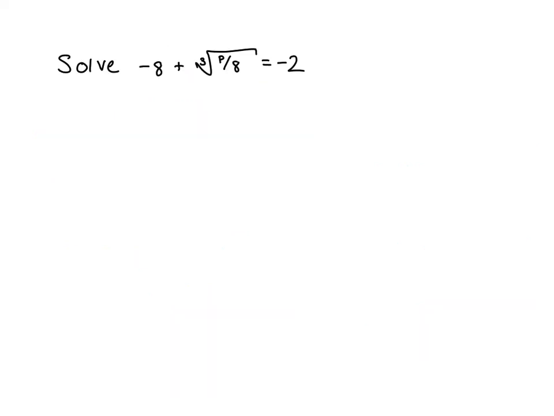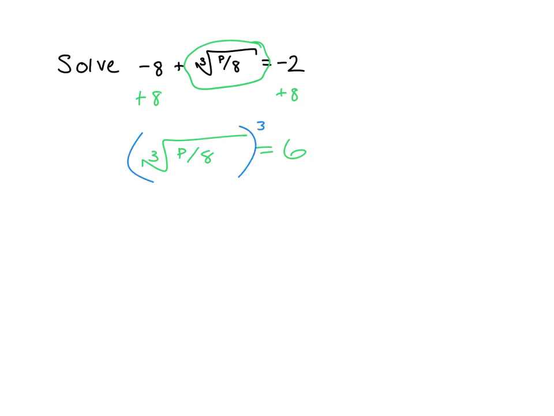Okay, so we are going to look at a similar problem, but this one is a cube root problem. The process looks the same. Our goal is to start out by isolating the root. So I'm going to add 8 to both sides. And so that gives me the cubed root of p over 8 equals 6. And then in order to undo my cubed root, I'm going to need to cube it because that's the inverse operation. So that gives us p over 8 equals 6 cubed, and 6 cubed is 216.